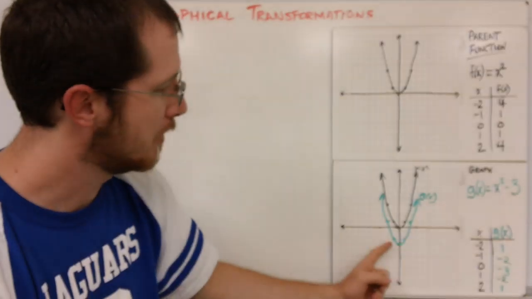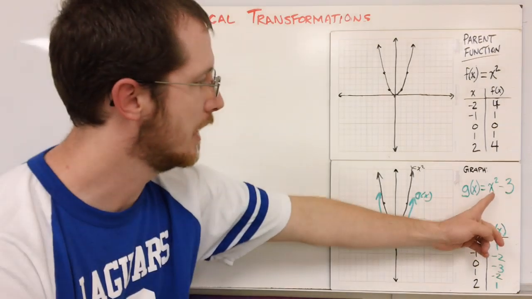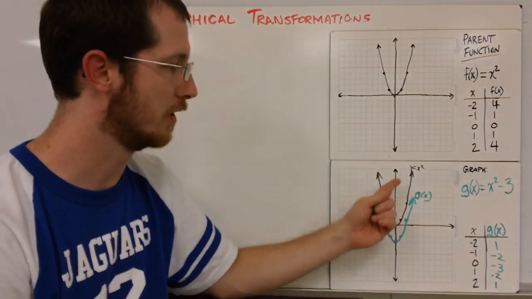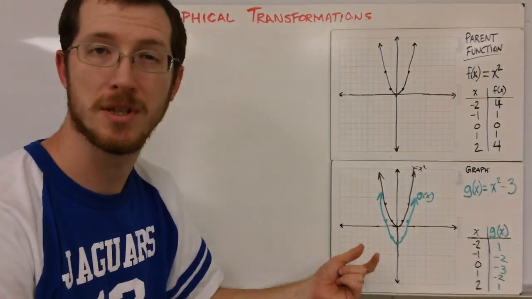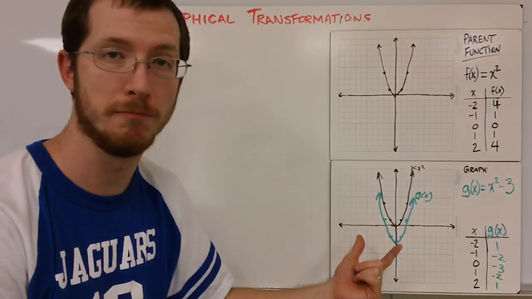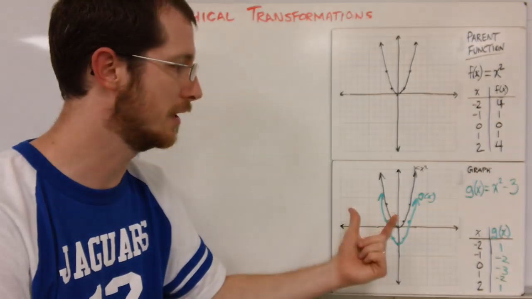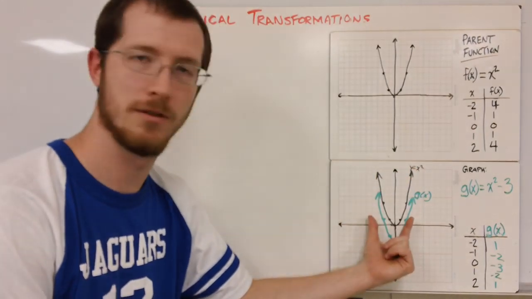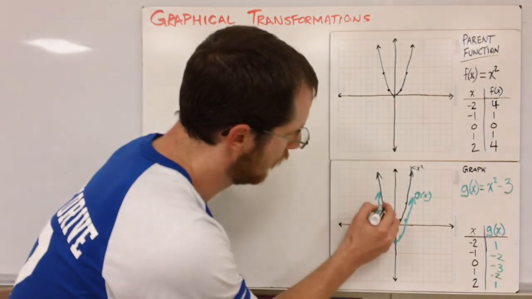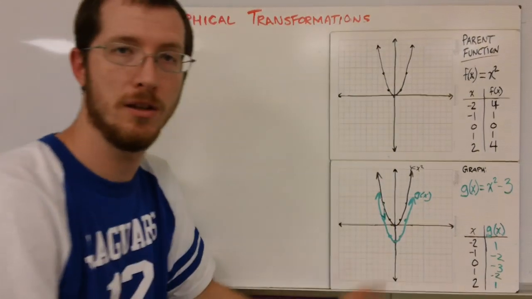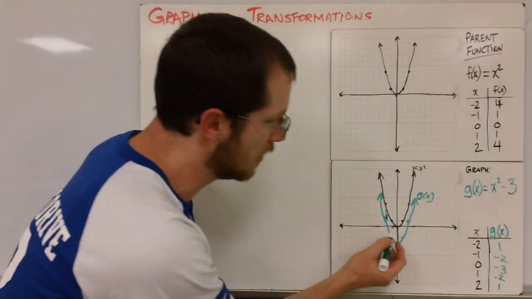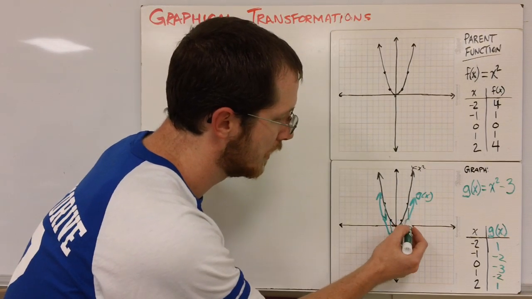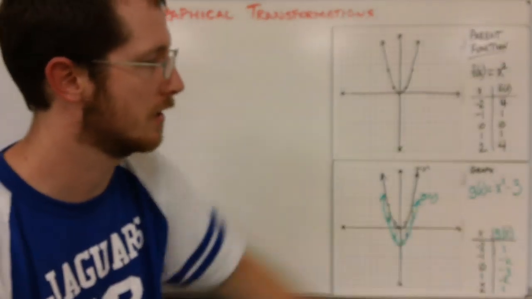So let's see what's happening to our values here. Now this x squared minus 3, notice that our final graph looks like our parent function. It's the same shape, the same size, the same orientation. The only thing that changed was its location. So it shifted down 1, 2, 3 units. So we can look at each of our points on our parent function, shift each point down 3 units, and get to x squared minus 3.